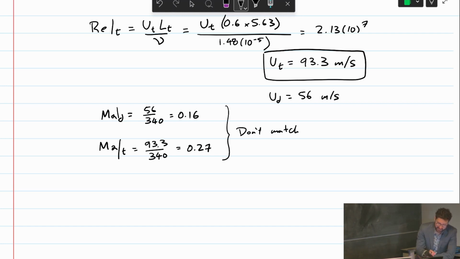This is the problem with testing in air when you're going to be flying in air: it's basically impossible to match the Mach number, assuming the air is in the same thermodynamic condition. They don't match, but that's okay, because both are incompressible.